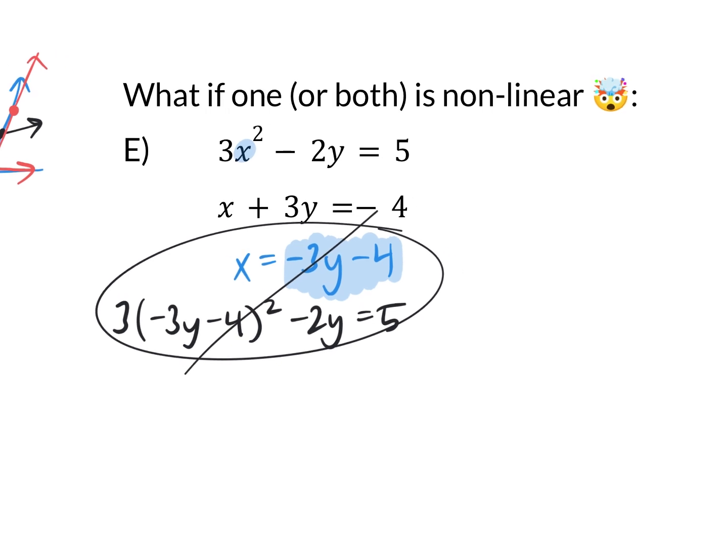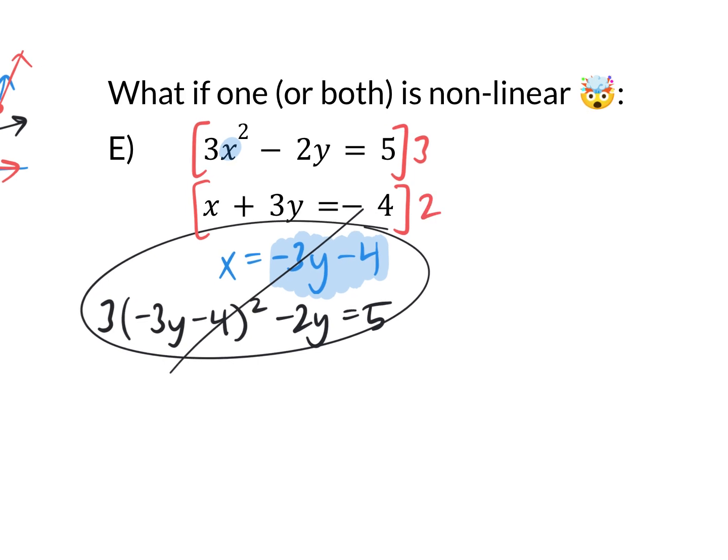Let's go ahead and get rid of my y's instead. So what do I need to multiply the top equation by to get rid of my y's? 3. And the bottom equation by? It's already negative up top, so I'm just going to multiply by 2 instead, okay? So I distribute here, and I get 9x squared minus 6y is equal to 15. And 2x plus 6y is equal to negative 8.